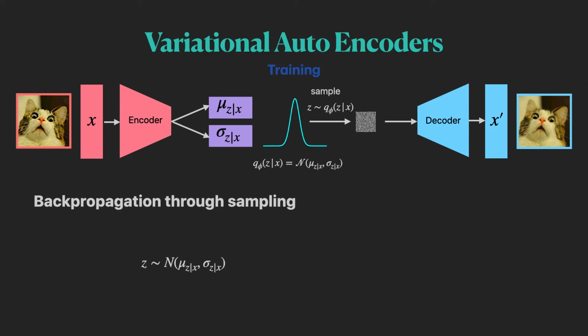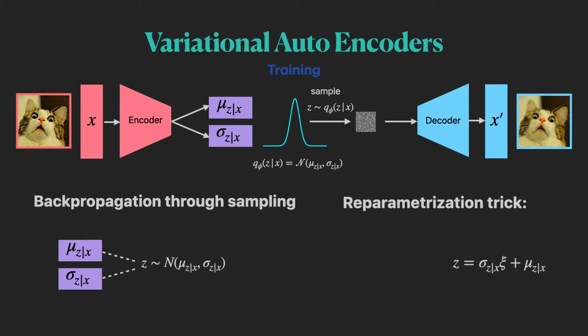The problem is that what we do during training is sample z, and this sampling depends on the learned parameters mu and sigma. So if we want to learn mu and sigma, we need to backpropagate through the sampling, but we can't do that because we can't backpropagate through sampling. So to solve that, we use a reparameterization trick.